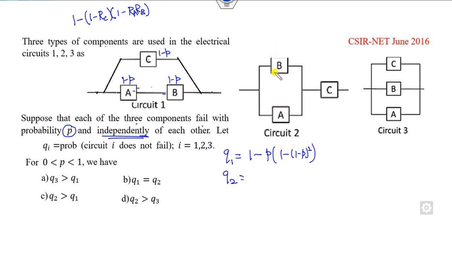They are in the series. Firstly, what is that? This is the R of A into B, and they are in the series of this. What is the R of AB? They are in the parallel. So I can say this is 1 minus R of B, 1 minus R of A.